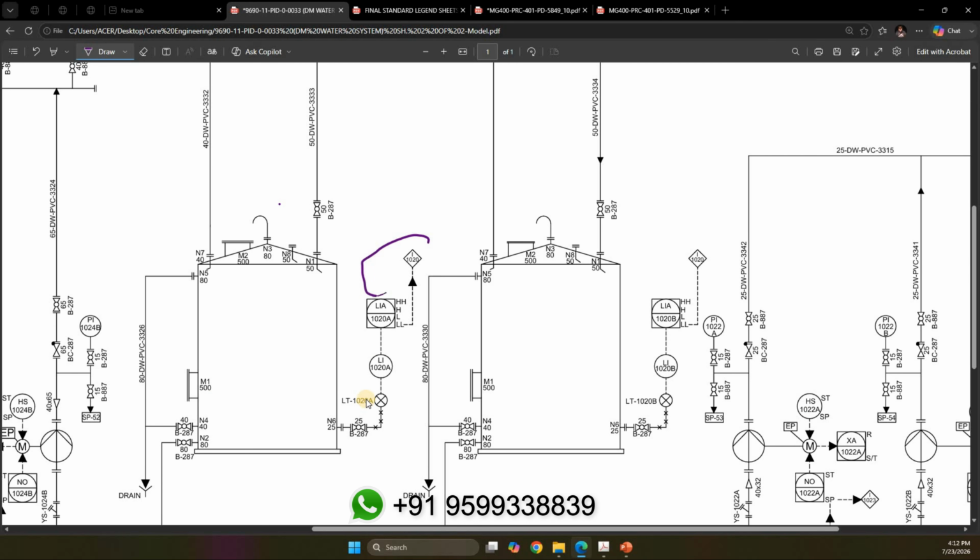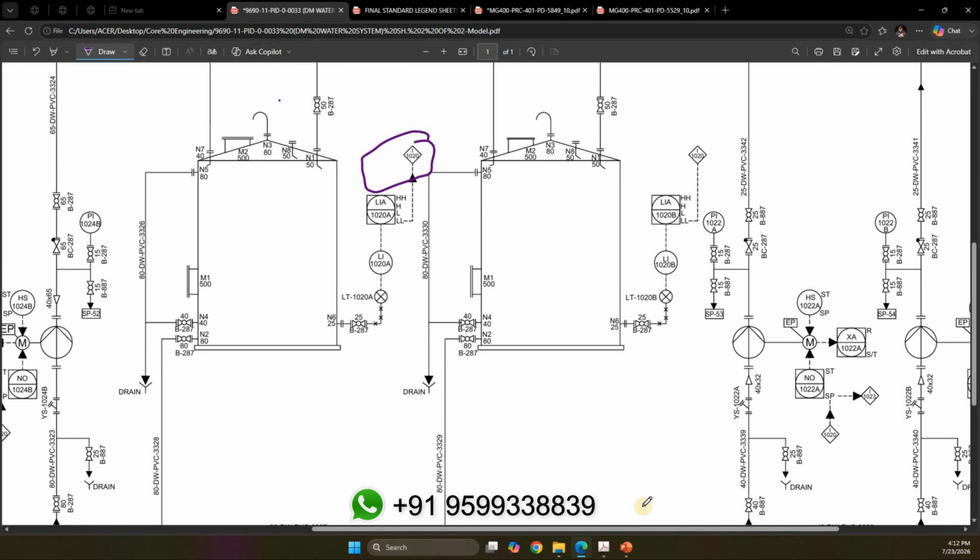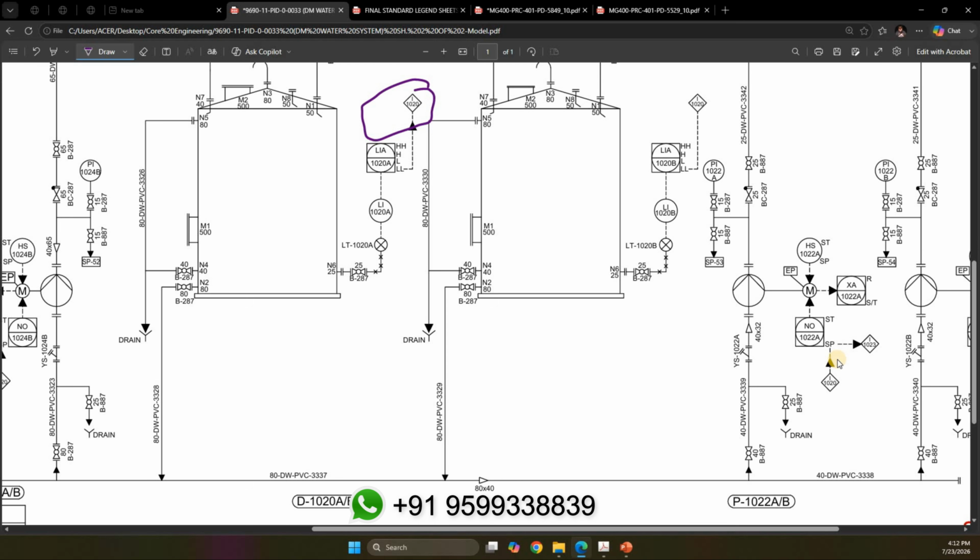This is your interlocking, you can see I1020. This 1020 is associated with the pump. Whenever the tank has a low level, what could happen? Your pump could be damaged. So to protect the pump from low tank level, you have provided the interlocking here, you have provided the safety to the pump. So all this information will be provided in the P&ID.